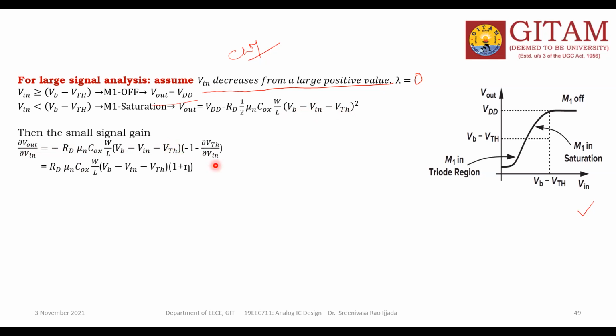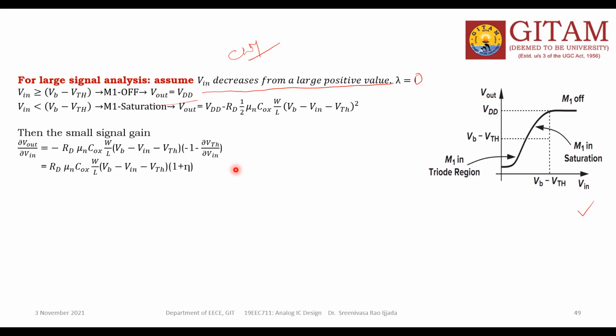This is the minus, and if you take the minus here, it becomes plus. Keep it like this as it is. Then we come to 1 plus ∂VTH/∂Vin. So 1 plus ∂VTH/∂Vin is equal to ∂VTH/∂VSB, or VBS, which is equal to η. Already I told you about this earlier.